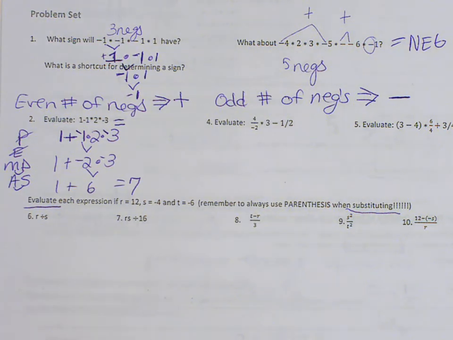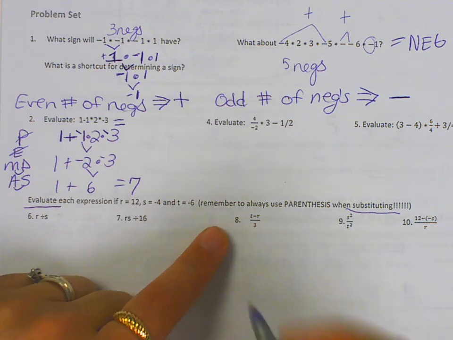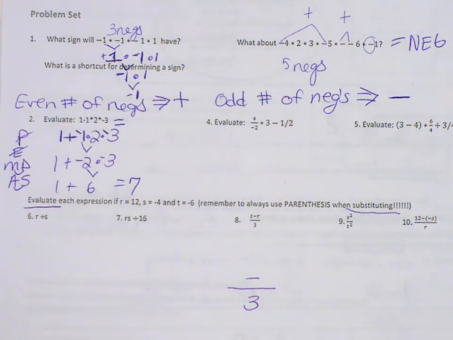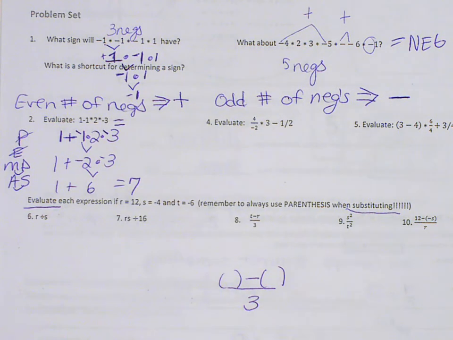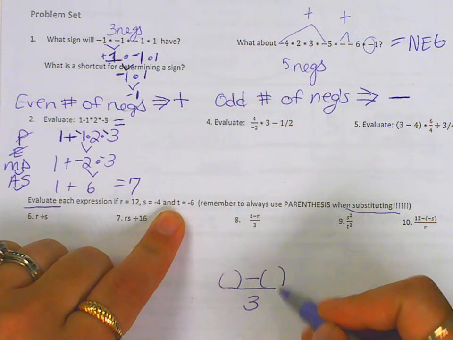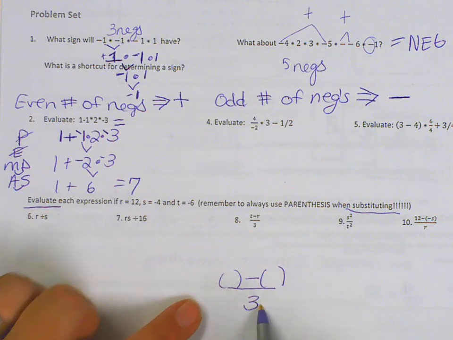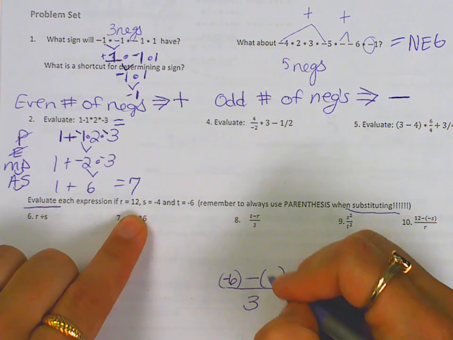So, for example, number 8 says t minus r over 3. So what I want you to do for every question that has these letters, you need to remove the letter. When you remove the letter, leave it blank with a parenthesis. And then I'll go back and look. It says t is negative. I wrote the entire question down again. This was where the t was. This is where the r was. There was a minus in the middle, a fraction bar, and a 3. So the t was -6, and the r was 12.